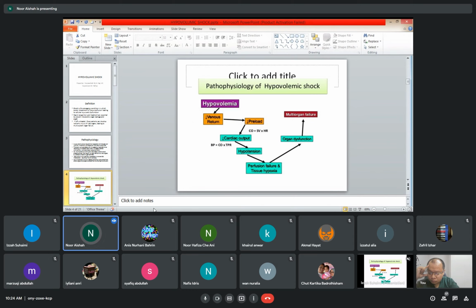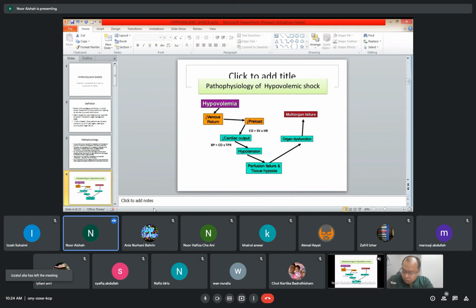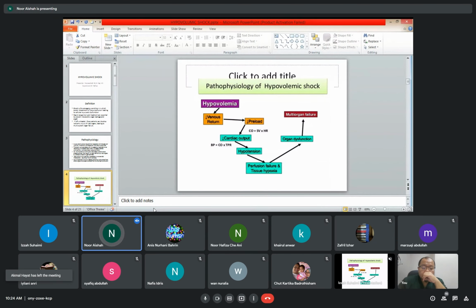It happens when there is hypovolemia, which will decrease the venous return, reduce the preload and reduce the cardiac output. You can see the patient will present with hypotension, and there will be perfusion failure and tissue hypoxia. If untreated, it will lead to organ dysfunction and multi-organ failure. The important equation in hypovolemic shock is cardiac output equals stroke volume times heart rate. In hypovolemic shock, there will be reduced cardiac output, so you have to increase either stroke volume or heart rate.